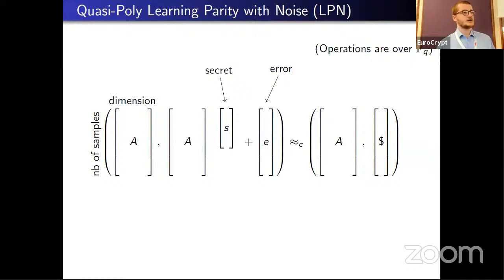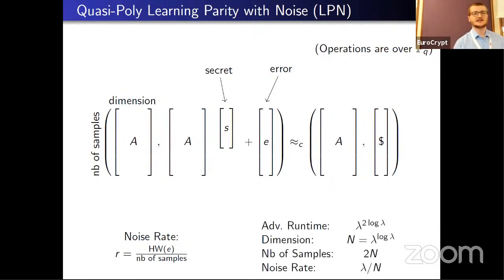So this problem is parameterized by three quantities: the dimension of the problem, the number of samples you give the adversary, and the sparsity of the error. Instead of considering the sparsity directly, we usually consider the rate, which is the number of noisy coordinates divided by the number of samples. So the specific flavor of LPN we're using is instantiated with these parameters, but it's ugly to present this way.